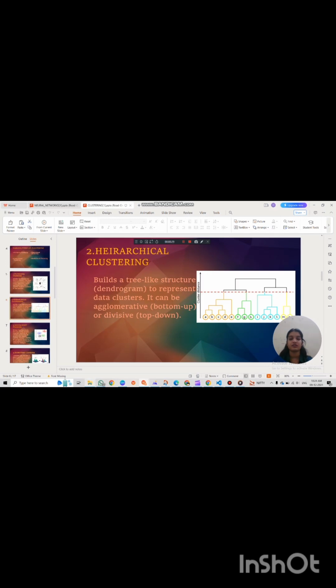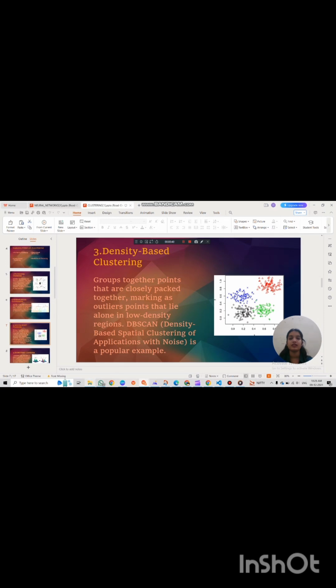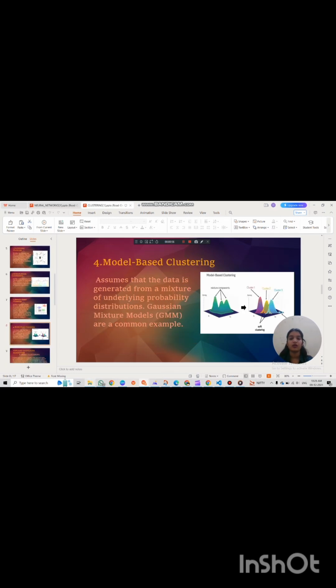Number 2, hierarchical clustering builds a tree-like structure to represent data clusters. It can be agglomerative, that is bottom to up, or divisive, that is top to down. Number 3, density-based clustering groups together points that are closely packed, marking as outliers points that lie alone in low-density regions. Density-based spatial clustering of applications with noise is a popular example. A fourth type of clustering is model-based clustering. It assumes that the data is generated from a mixture of underlying probability distributions. Gaussian mixture models are some common examples.